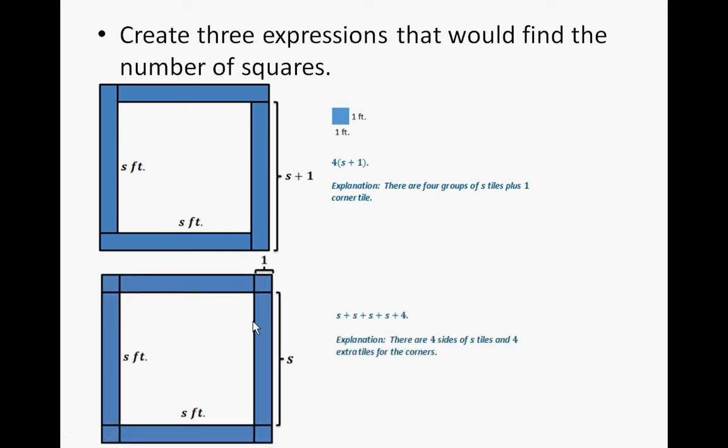You can also think of it as 4 sides plus 4. Because if the side length is between the corners, you have 4 of them, but you also have 4 corners that you know is 1. So the explanation: there are 4 sides of S tiles and 4 extra tiles for the corners.